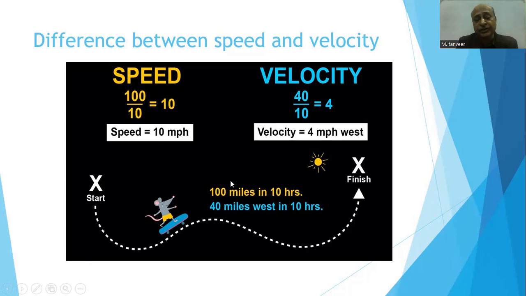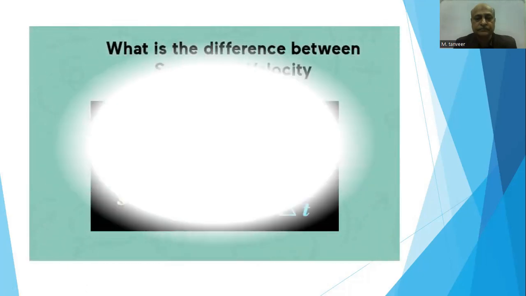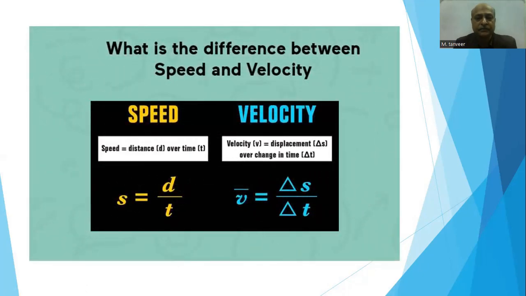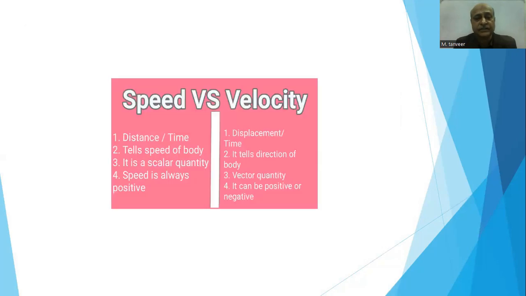And when it moves straight from one point to the other, then displacement is 40 meter. Time taken is, suppose, 10. So velocity will be 10 meter per hour towards the west. So when direction is mentioned and you divide displacement by time, then it is called velocity. Speed equals distance over time and velocity equals displacement over time. This is the main difference between velocity and speed.